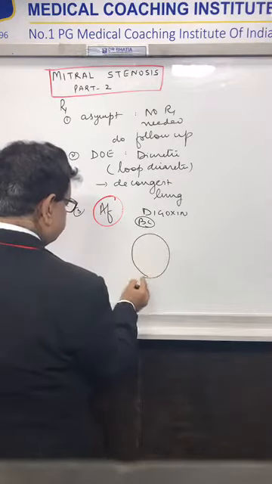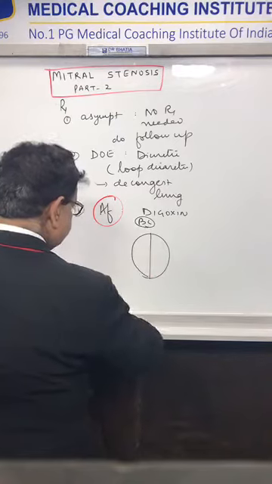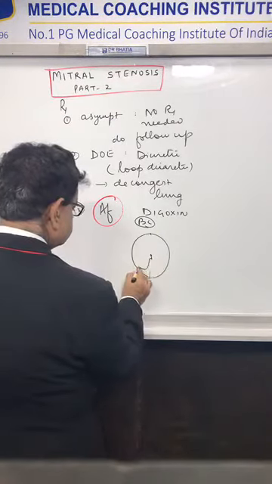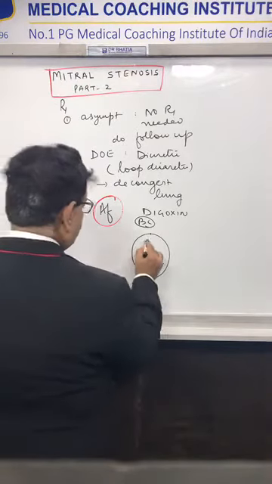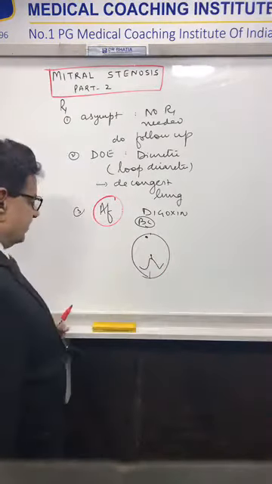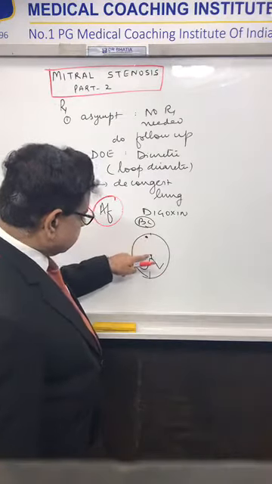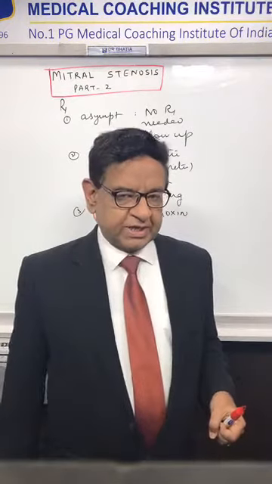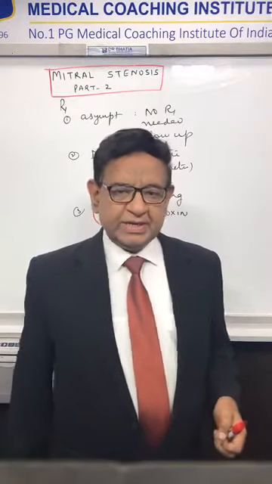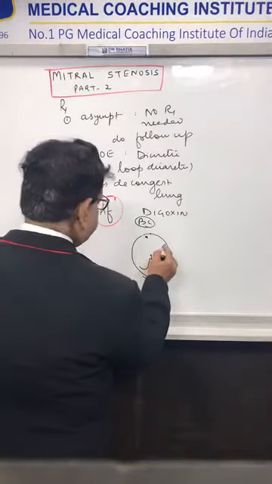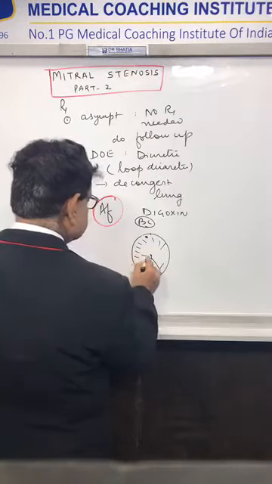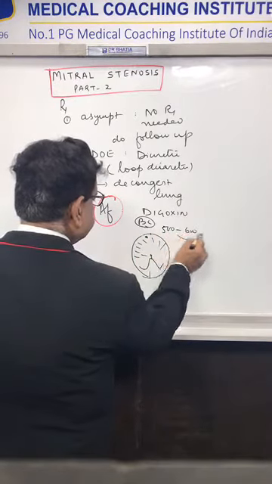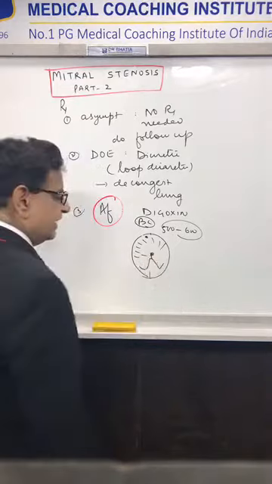Here is the heart. Here is the AV node. This is the bundle of His and Purkinje fibers. Normally the impulse comes from the SA node. This is the SA node, this is the AV node. The impulse comes and the normal contraction of the heart occurs. But as we know, in AF the impulses come from all places. About 500 to 600 impulses come to the AV node.